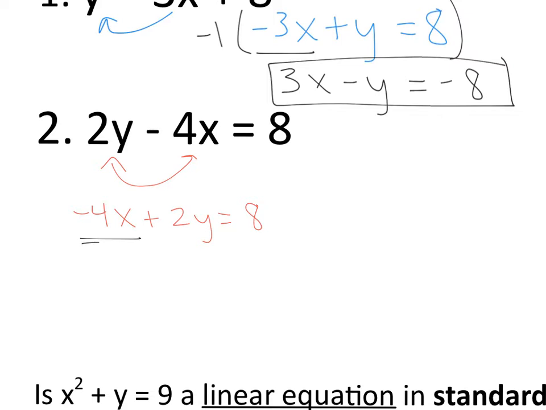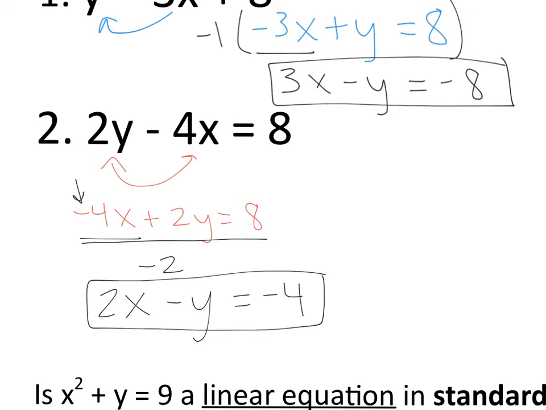So this equation is not, right now, in simplest form, and we need it to be in simplest form. So I'm actually going to divide by not only a negative, but a -2. So I can get rid of the negative to begin with here, and get this equation in simplest form. So when I divide by a -2, -4x divided by -2 is 2x, 2y divided by -2 is -y, and 8 divided by -2 is -4. And that would be simplest form for number 2.